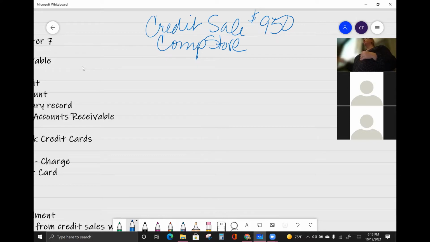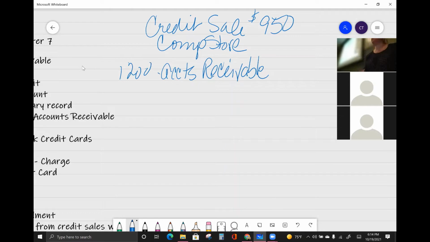I'm selling it on account. It's a credit account. Anybody know? I'm debiting accounts receivable. Now remember, it's going into that one general ledger account. Let's just say it's 1,200. A lot of times you'll see the number and a description of what that account is. So I have accounts receivable to who? I need to identify because my system's going to identify. It's going to be comp store.